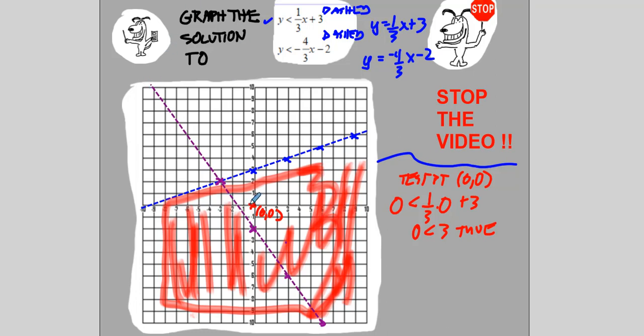Once again, the line does not go through the test point 0, 0, so we can use 0, 0 in this inequality. So we have 0 less than negative 4/3 times 0 minus 2. Well, 0 less than negative 2 is false. So this time we have the purple dashed line, which has a slope of negative 4/3. That is false, so we shade not toward the test point, we shade on the other side of the test point, so the left half plane or the lower half plane. So let's do that.